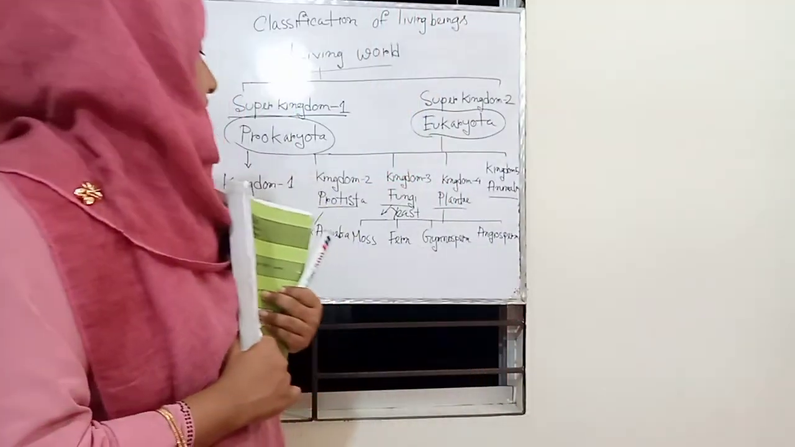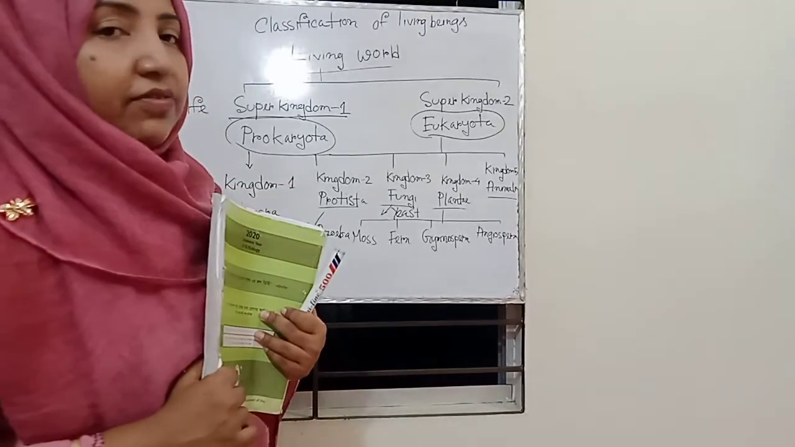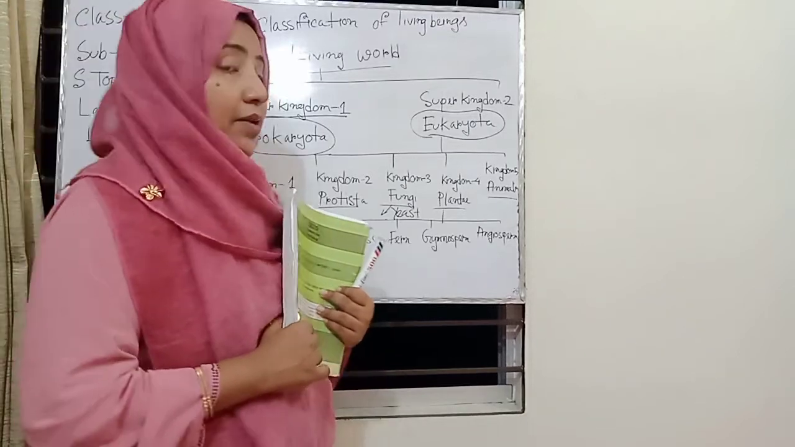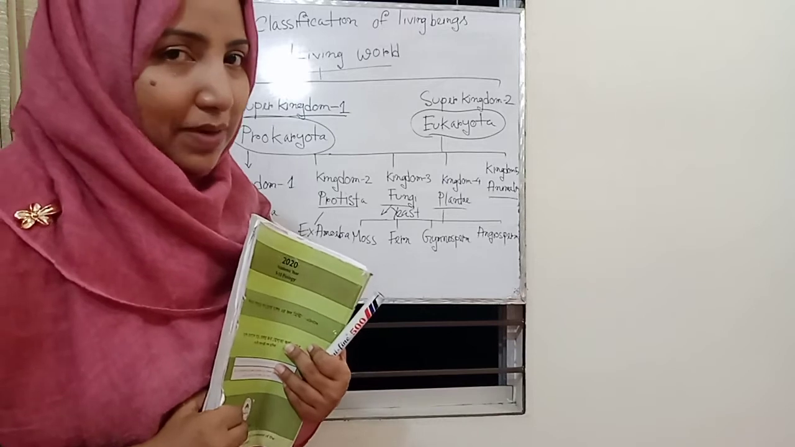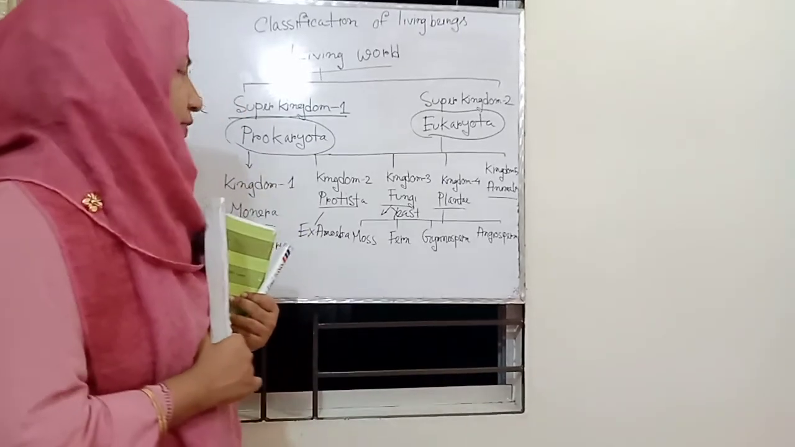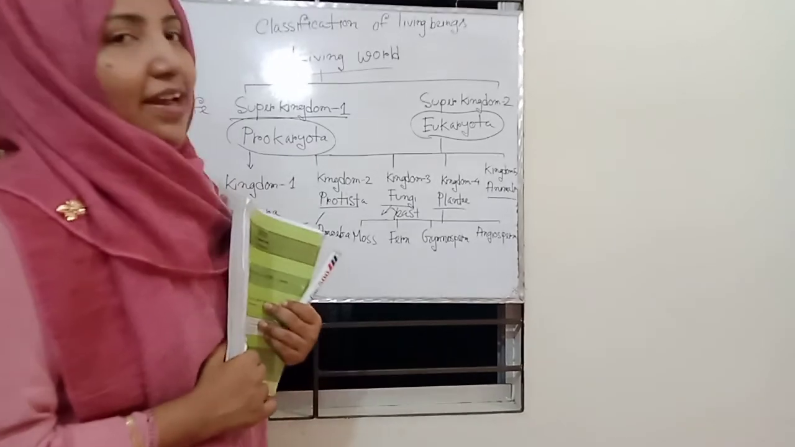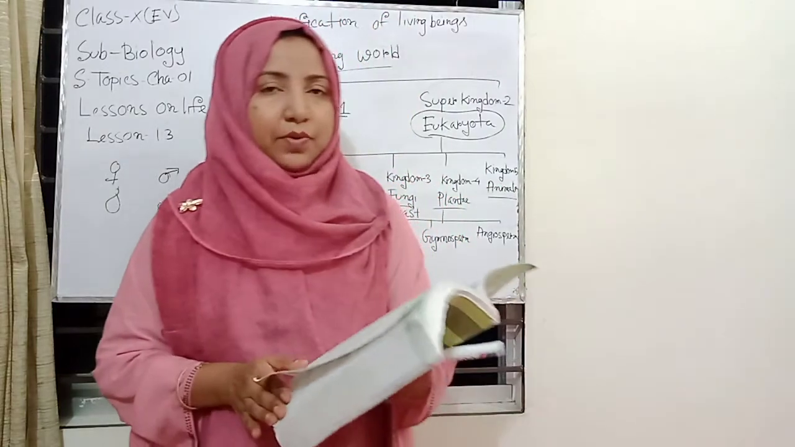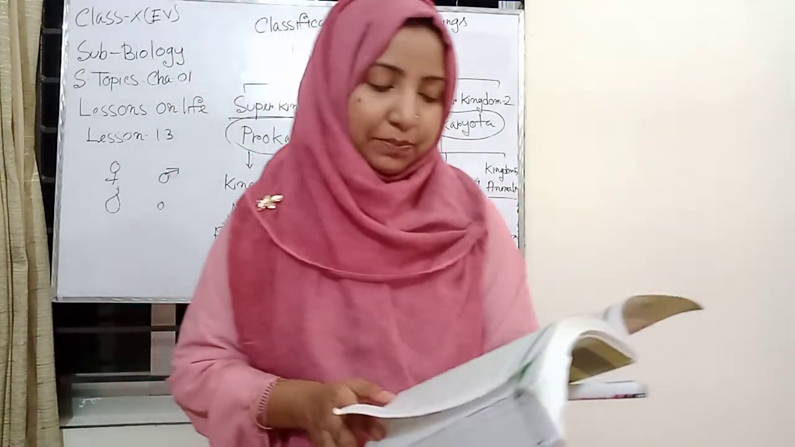The second super kingdom is the eukaryota. I also learned about the kingdoms Protista, Fungi, Plantae, and Animalia. For Plantae I also drew the moss, fern, gymnosperm, and angiosperm, and we also learned about the examples of Protista, Fungi, Plantae, and Animalia. I hope, my dear students, you learned and are clear about the concept of this chapter.